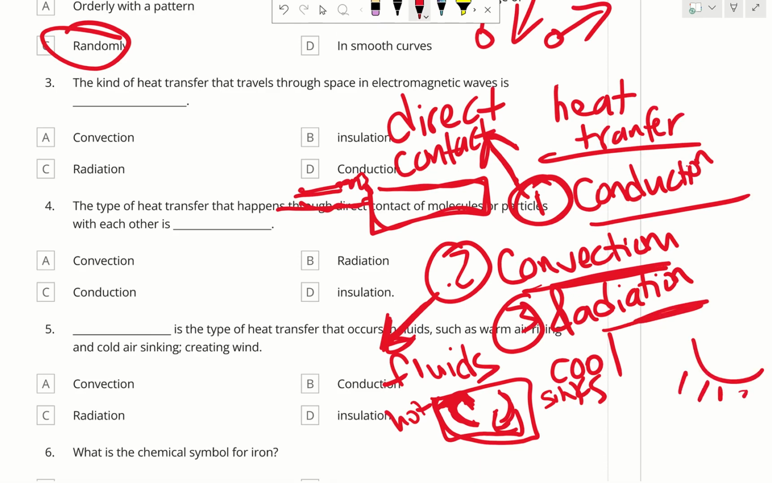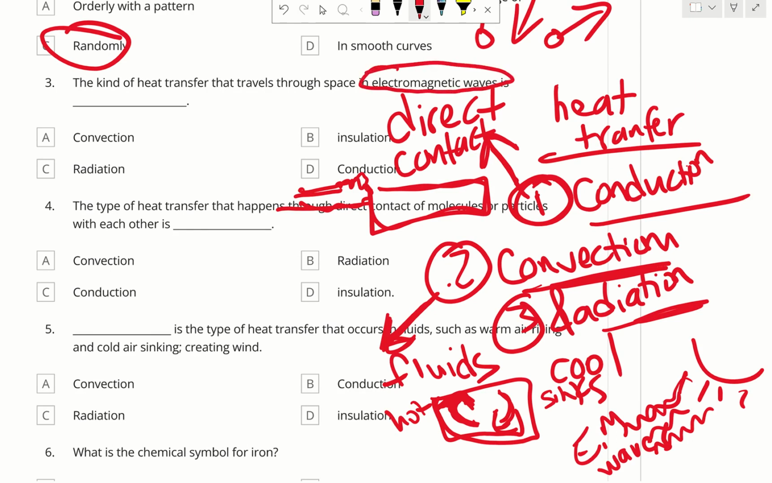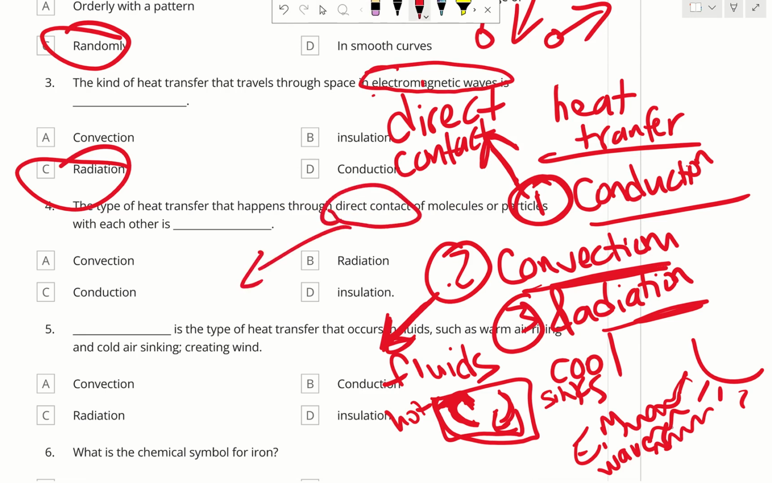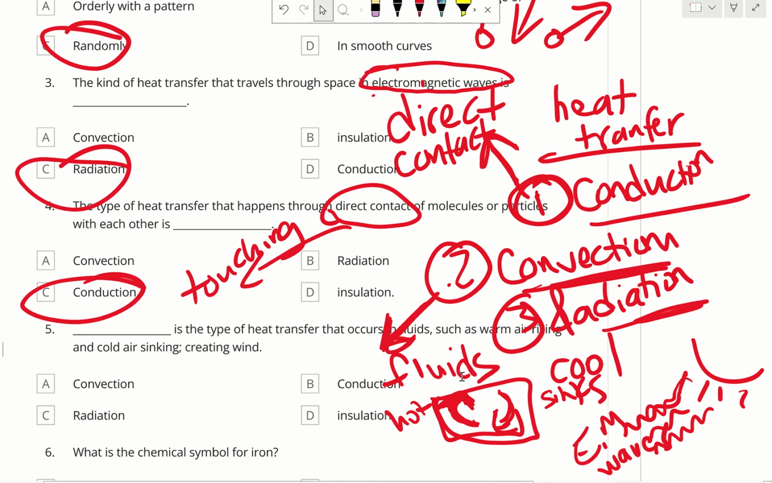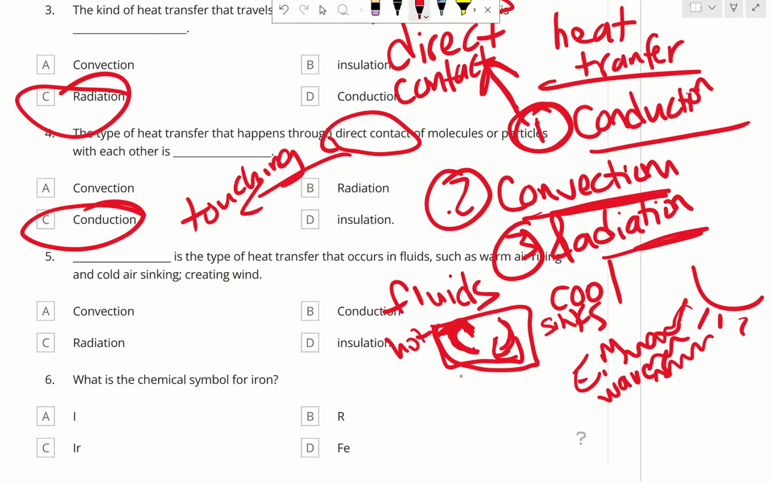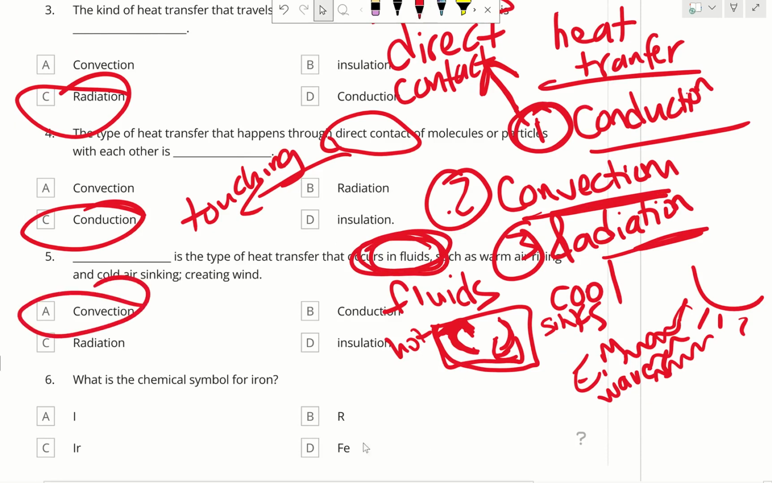And the third one, radiation. So if I have, for example, the sun, the heat transfer is through these electromagnetic waves. So, number 3, the kind of heat transfer that travels through space in electromagnetic waves. So when you see those words, know radiation goes with it. Number 4, the type of heat transfer that happens through direct contact. This means touching. That would be conduction. Number 5, whenever you see heat transfer through fluids, that's convection.